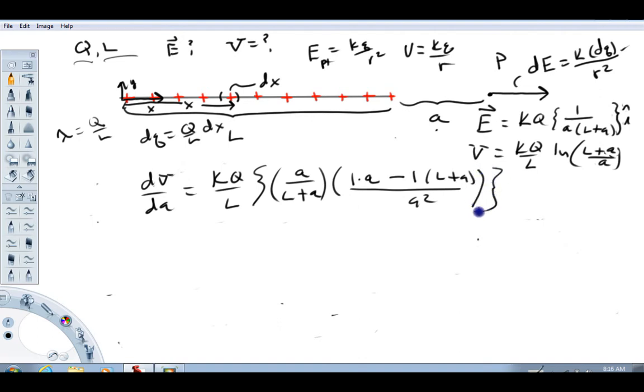So hopefully I've done that right. That's the derivative dV/da, differentiating with respect to a. I'm going to simplify this down a little bit. So we get kq over L. Now you'll notice we've got an a up top, a 2 in the bottom. That's going to get rid of those.